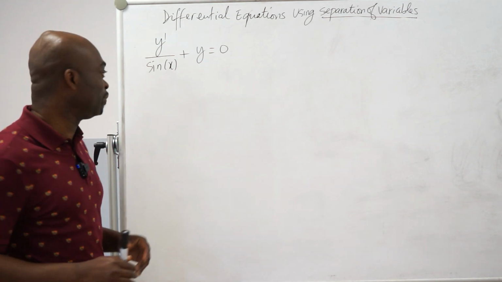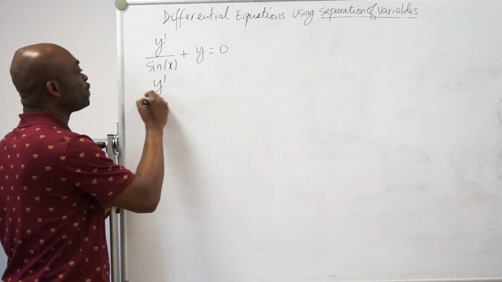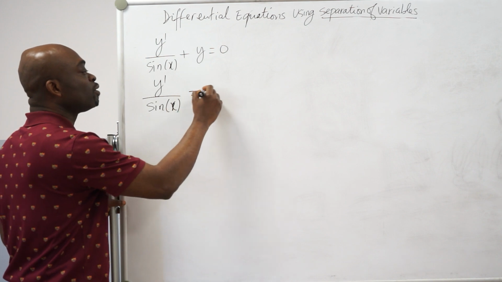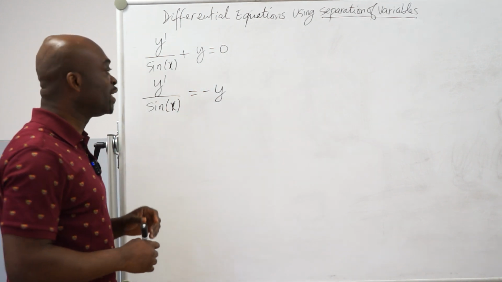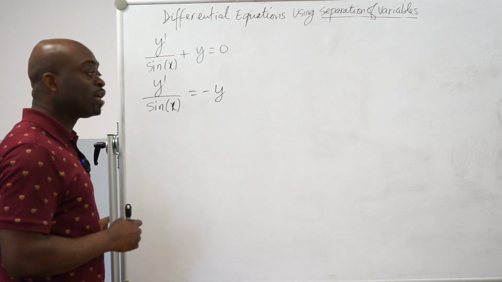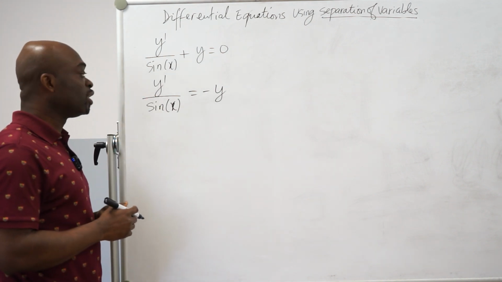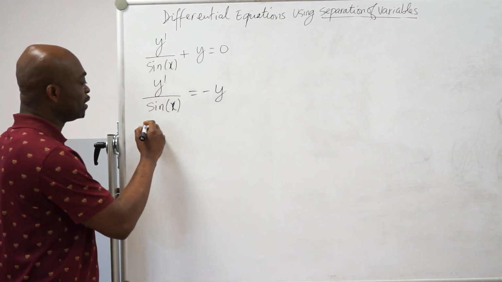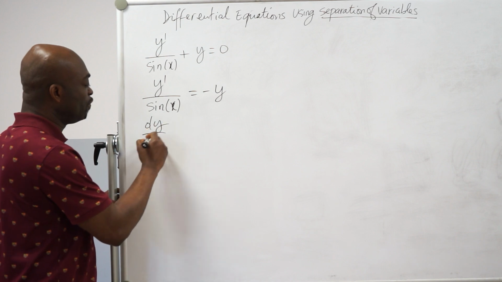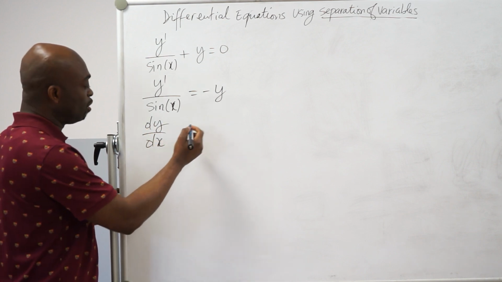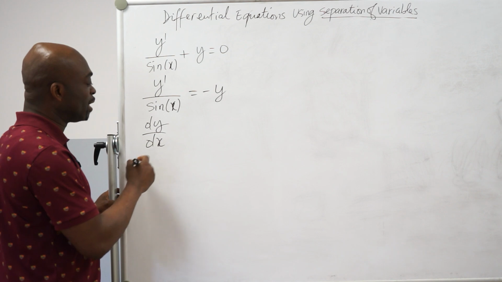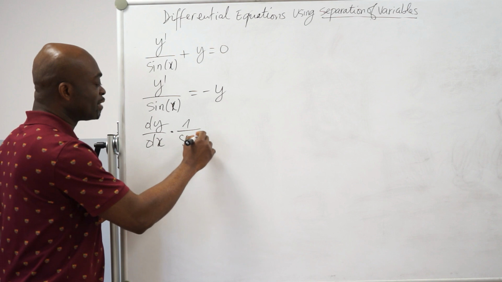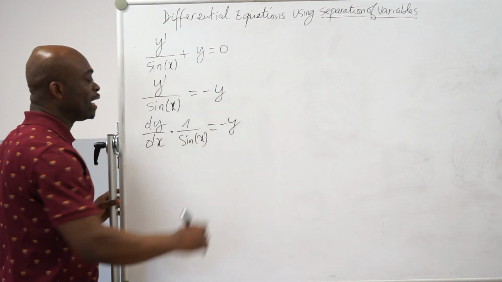So that will give us y prime over sine of x equals negative y. So the y goes to the right side of the equal sign. And then what we can do here is change the y prime to differentiation. So this will give us dy over dx, and of course we have the sine of x at the bottom, which, if you want, you can write as 1 over sine of x. This is equal to negative y, all right?